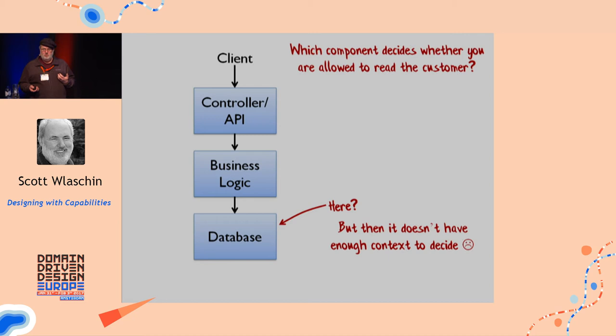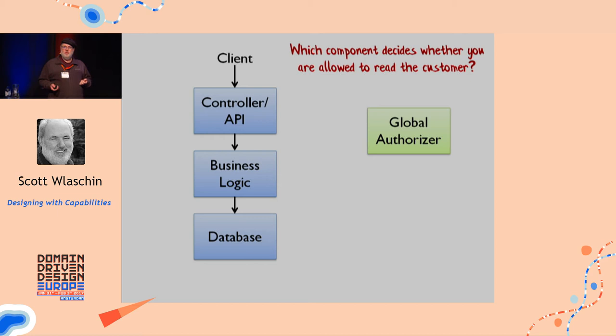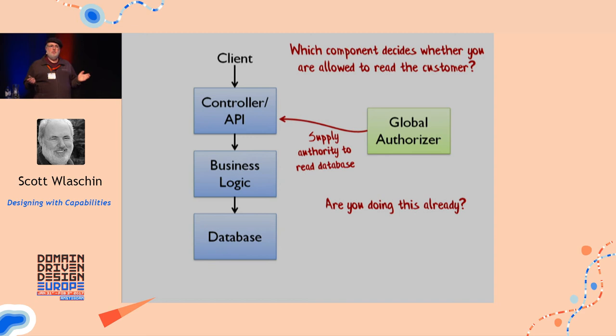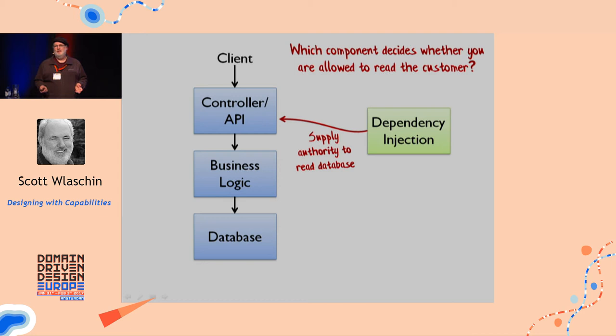So the right answer, of course, is to create a special thing called a global authorizer. The global authorizer is used to decide what you can do, and it supplies the authority to the controller. All right? So this is the ideal solution for this. Now, my question is, how many people use this approach? Nobody. Okay. I think you do, except you don't call it a global authorizer, you call it dependency injection. So you have a dependency injector or an IoC container, whatever you want to call it, that injects authority.